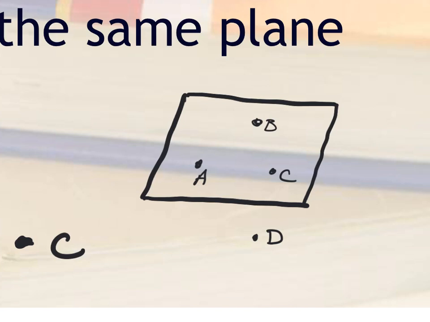The ones that are coplanar are A, B, and C. A, C, and D? Nope. C, B, and D? Nope. D is the problem there. D isn't coplanar with any of those. It has to be in the box.